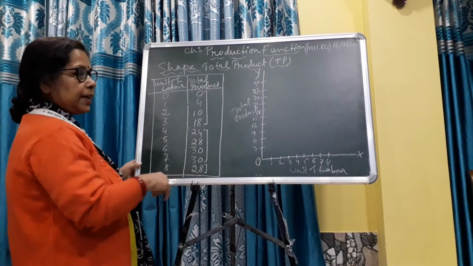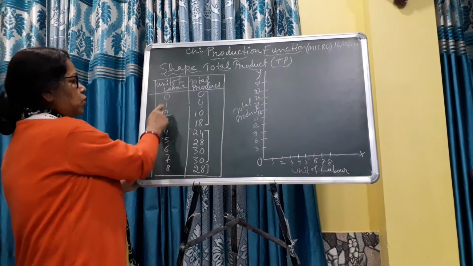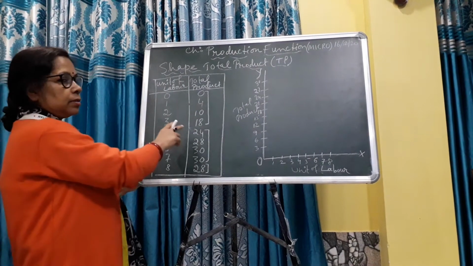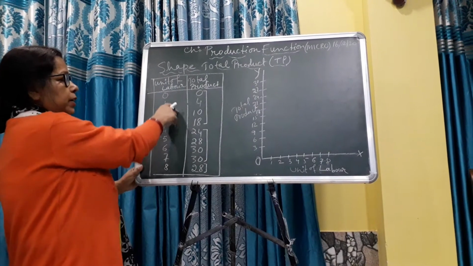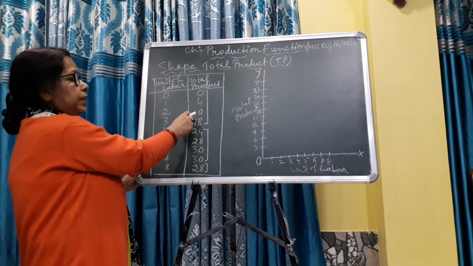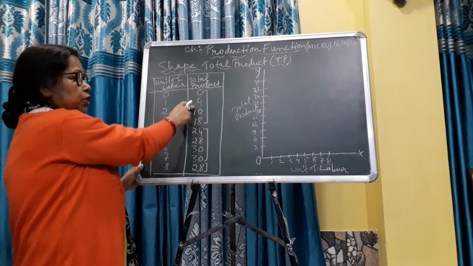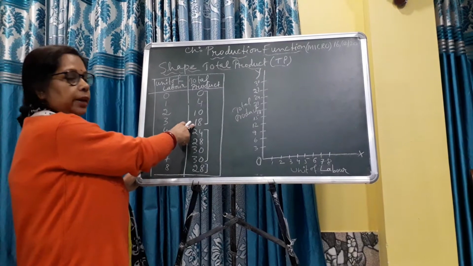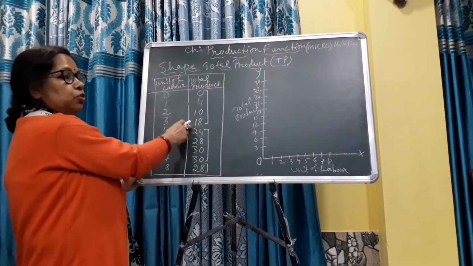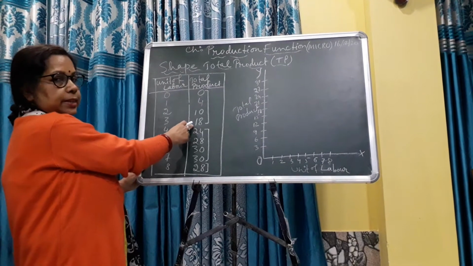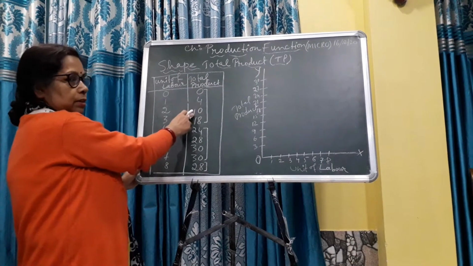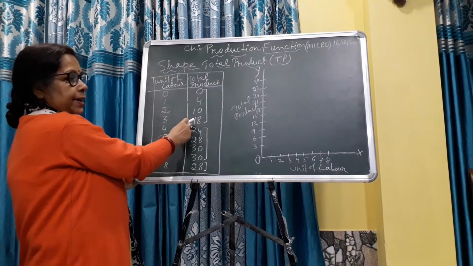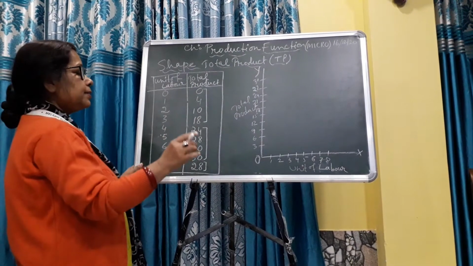First you see 0, 0, 1, 4, 2, 10. 1 labor produces 4 kilos, 2 labors produce 10 kilos. So here production increases from 4 to 10, and 3 labors produce 18 kilos. So from 10 to 18 the difference is 8, from 4 to 10 the difference is 6, and from 0 to 4 it is 4. So 4, 6, 8: production increases at an increasing rate.